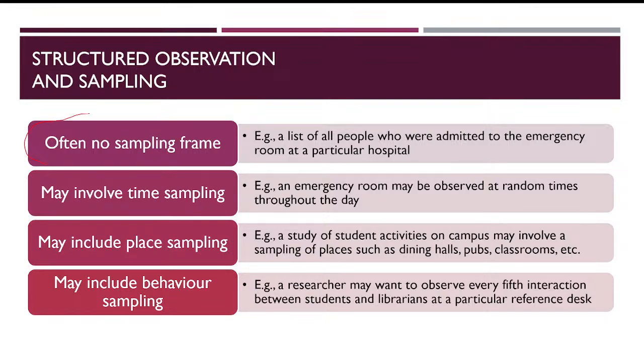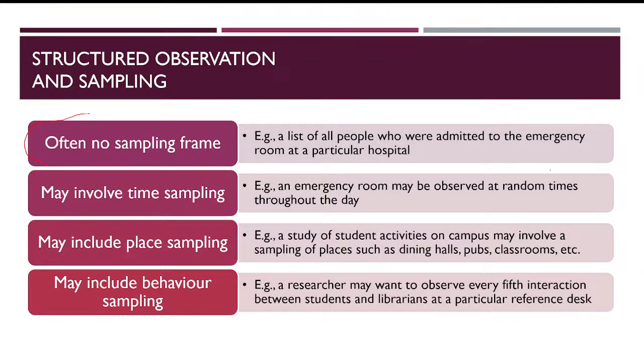One of the problems is, right, there's often no sampling frame. So let's say you wanted to observe an emergency room, right? You don't have a list of who was there. If you're in a public space, like a playground, and you want to do a structured observation of how children interact, people may be coming and going, so you don't have a sampling frame.